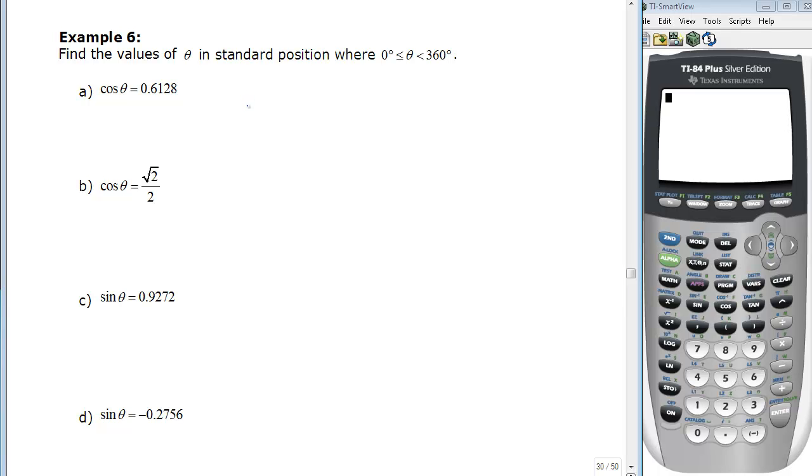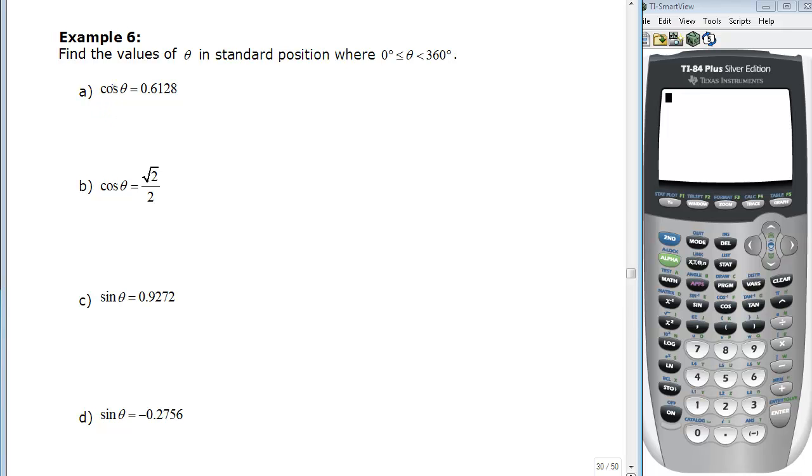In this video, we're going to solve some questions where we're asked to find theta in standard position between 0 degrees and 360 degrees. For each of these questions, we're going to have two values of theta, because don't forget, for example, in the first, we have cosine, and that can be positive in two different quadrants. So we want to find both places where the cosine of theta is equal to 0.6128. And similarly in the remaining questions.